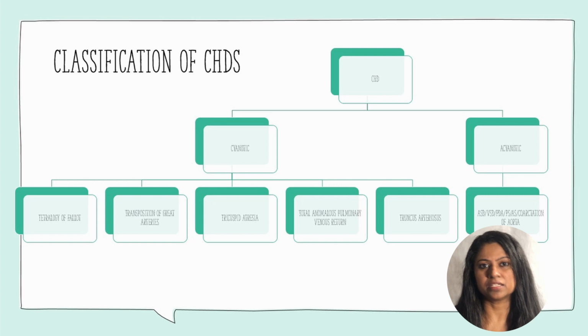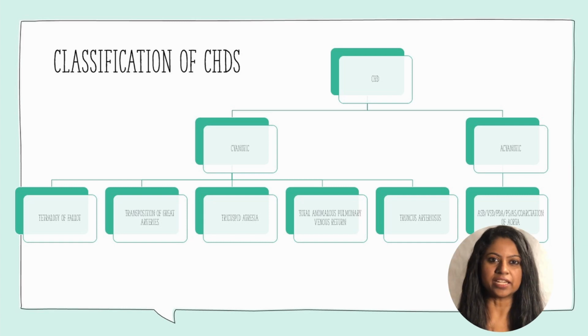The congenital heart disorders can be divided as cyanotic versus acyanotic heart diseases. The cyanotic heart diseases can be classified as the 5 T's. The 5 T's stand for tetralogy of Fallot, transposition of great arteries, truncus arteriosus, total anomalous pulmonary venous return, and tricuspid atresia.